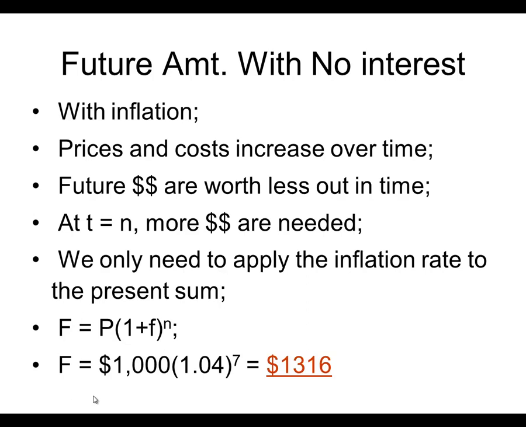With inflation, prices and costs increase over time. The future dollars are worth less out in time. At t equal n, more dollars are needed. We only need to apply the inflation rate to the present sum. F is equal to P multiplied by (1 plus f) to the power n, and that's how we got the $1,316.